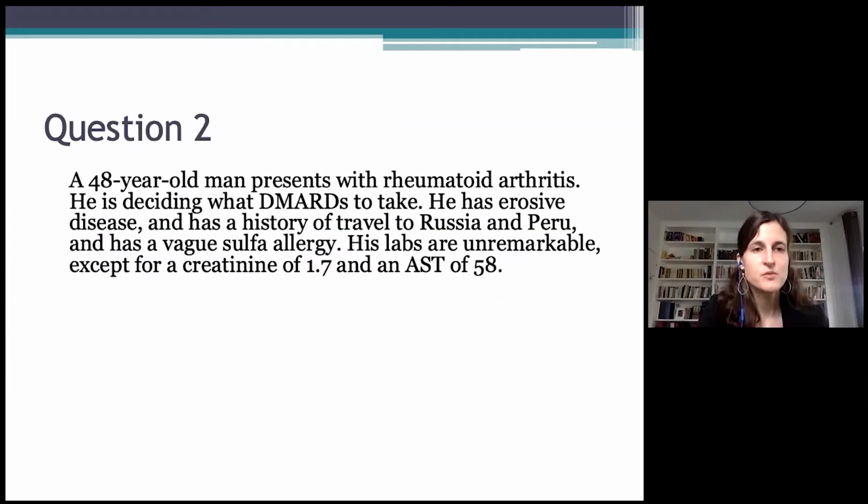Question 2 is a 48-year-old man who's presenting with rheumatoid arthritis. He's deciding which DMARDs to take next. He has erosive disease and has a history of travel to Russia and Peru and has a vague sulfa allergy. His labs are unremarkable except for creatinine of 1.7 and an AST of 58.